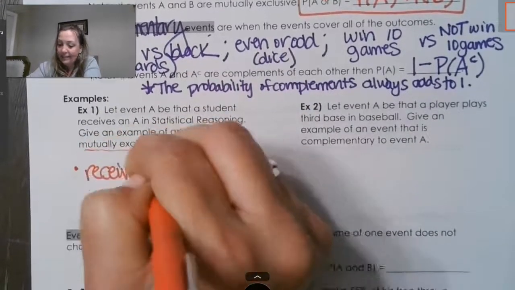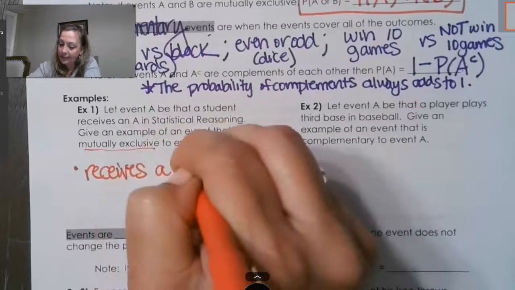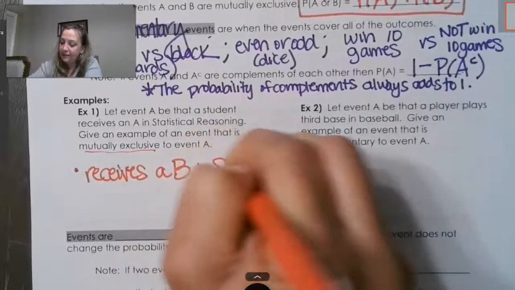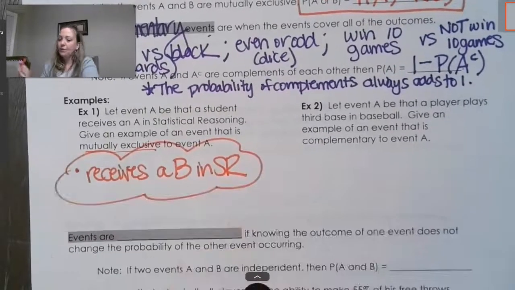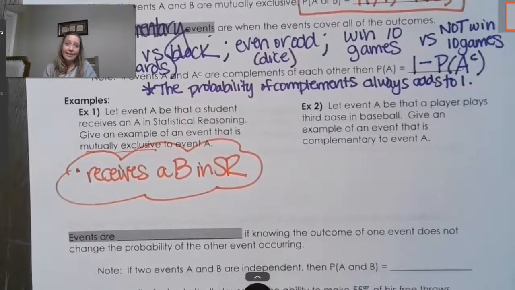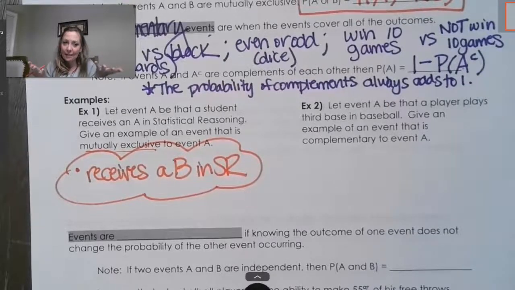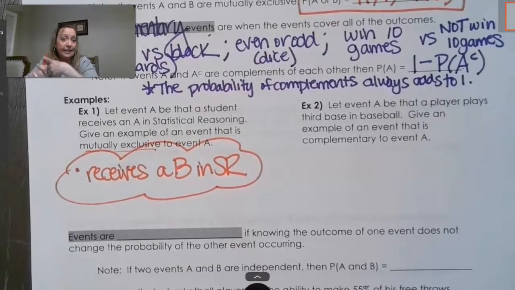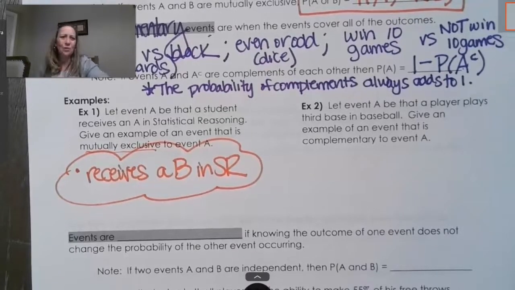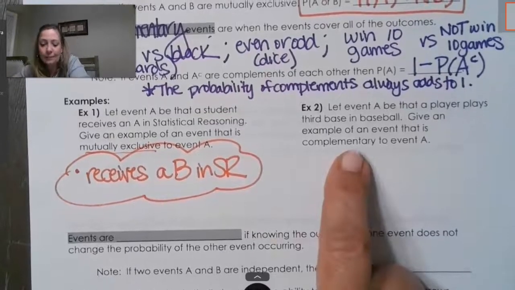Well, one idea is if the student receives a B in statistical reasoning. Okay? So those are mutually exclusive events. You can't get an A and a B at the same time. It has to be one or the other. Of course, there are other possibilities, right? You could receive a C, receive a D. Let's try not to receive an E, okay? Or a D either. All right, example 2.